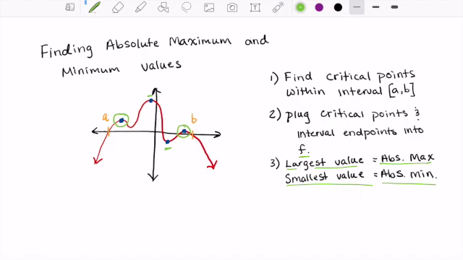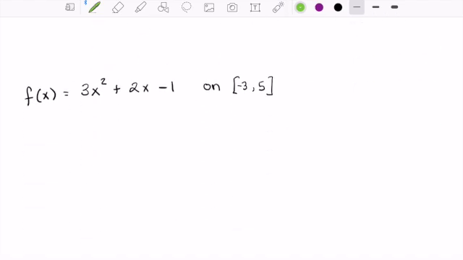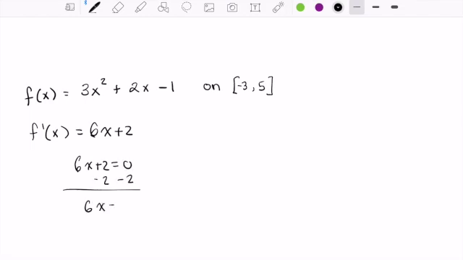So let's check this out. These are pretty easy, pretty straightforward. Step 1, find those critical points. So I'm going to take my derivative here. We have 6x plus 2. I'm going to set that equal to 0, and we're going to solve for x. We'll get 6x equals negative 2. Divide by 6, divide by 6. We get x equals negative 1/3.